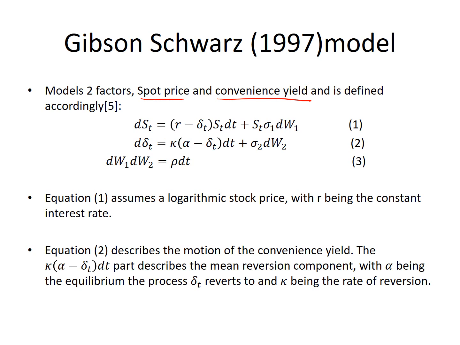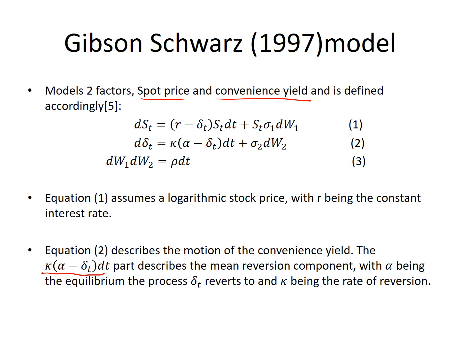Okay, so equation 1 assumes logarithmic stock price, with R being the constant interest rate. So it's deterministic. Equation 2 describes the motion of the convenience yield. So this part here is actually our mean reversion part.